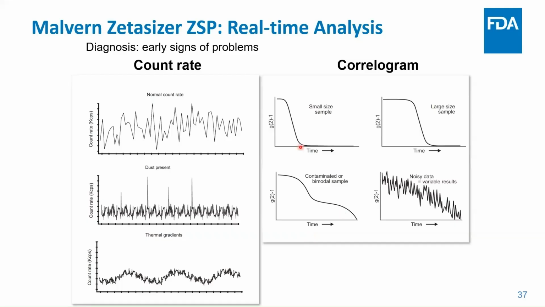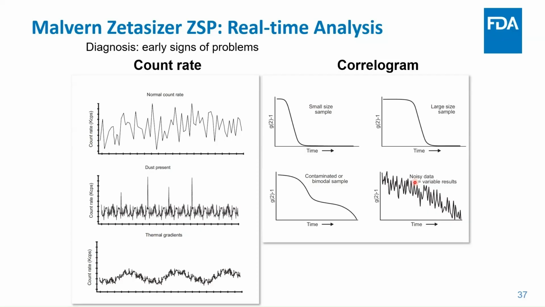And again, in the perfect world, this function is close to a step function for a monomodal sample. And the more sloped this function is, the more polydisperse it is.